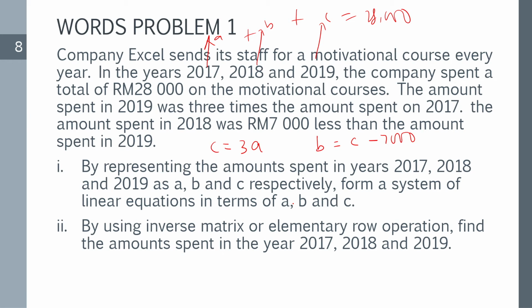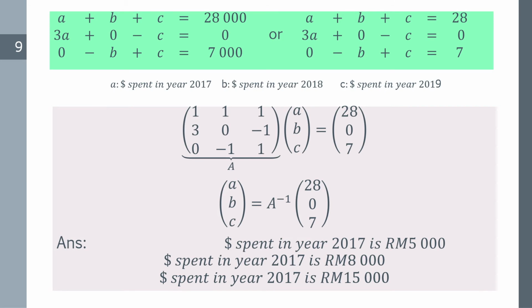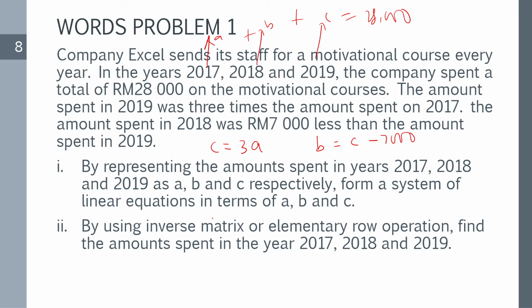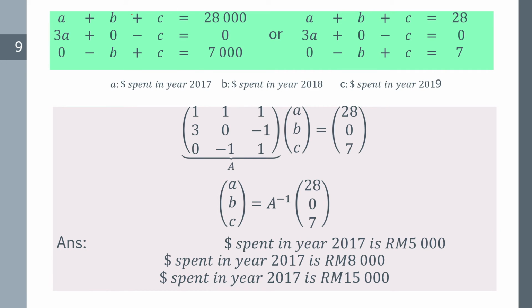It is up to you. Okay, so they ask you to represent and use the inverse matrix to find the amounts. So first thing, just now we already see A plus B plus C is 28,000, and then 3A equals to C. This is what I have. But we know our equation must have all the ABC on one side. So I need to shift everything to one side. So 3A minus C equals to 0.